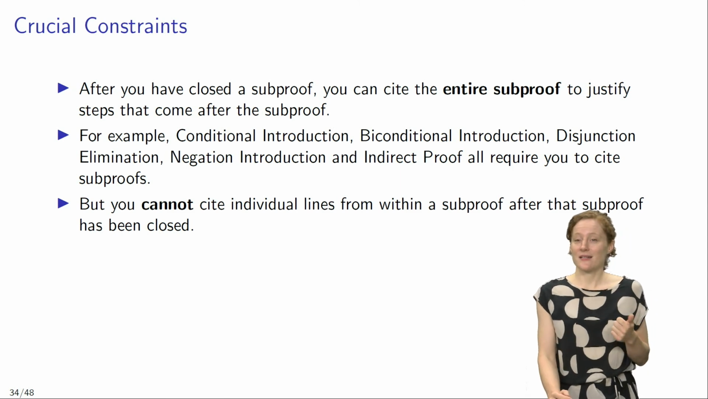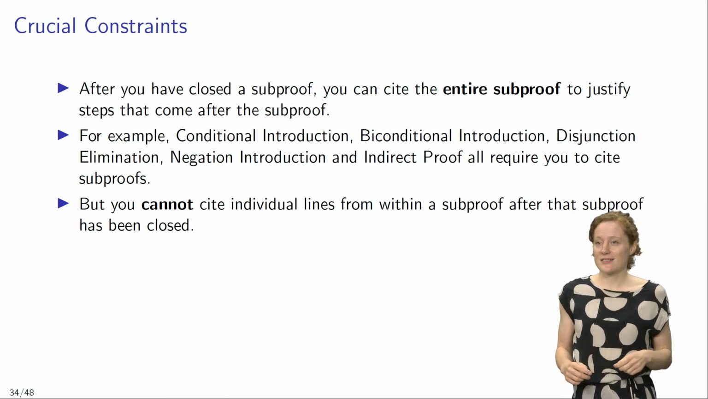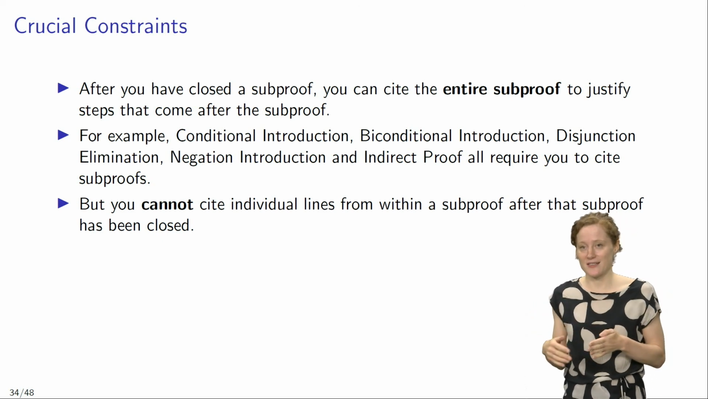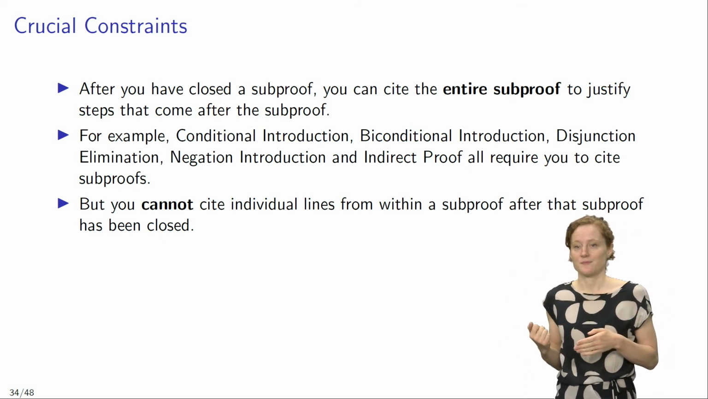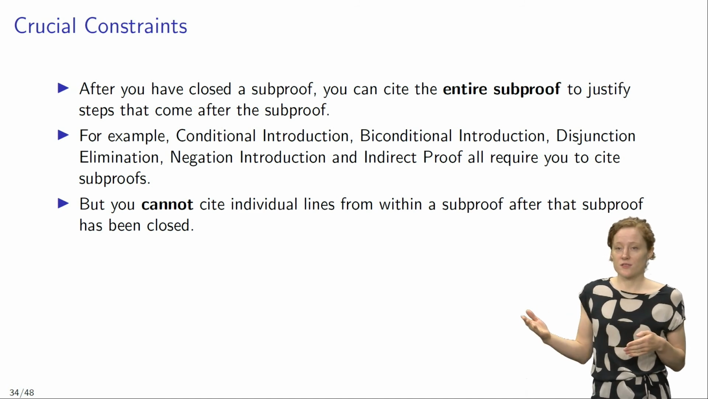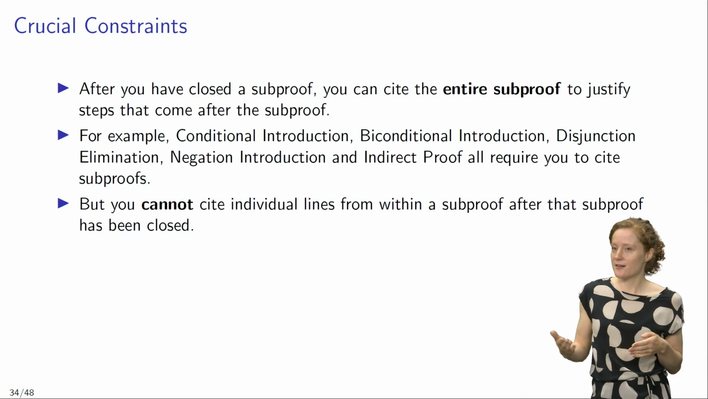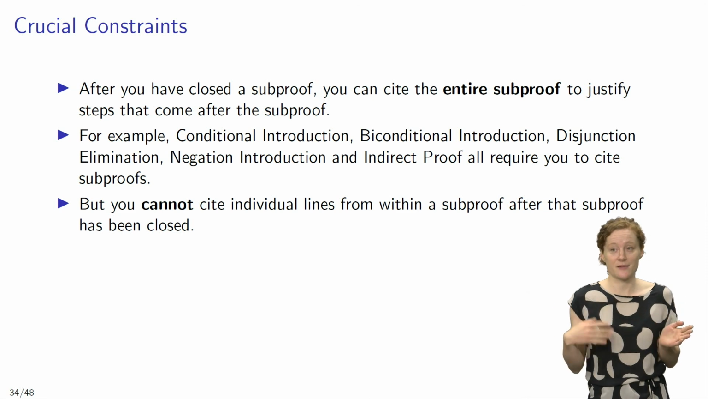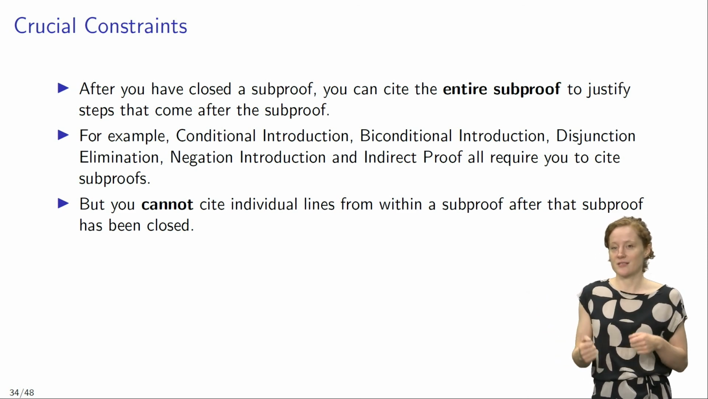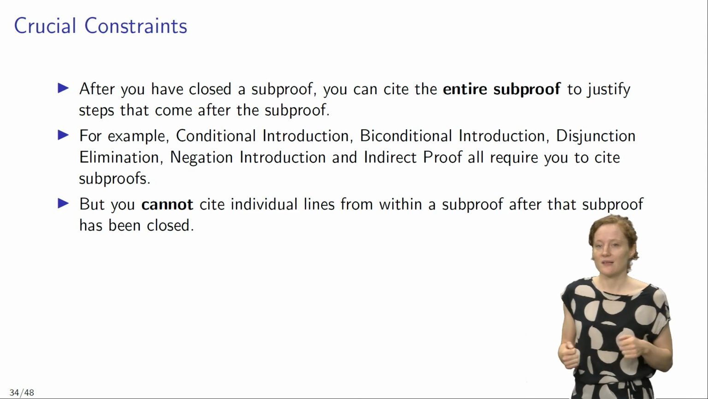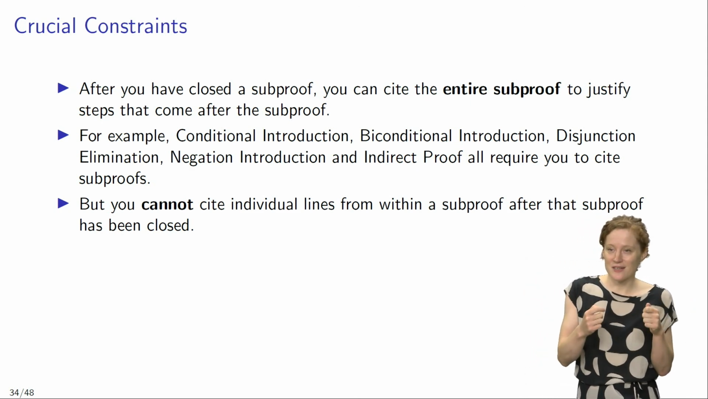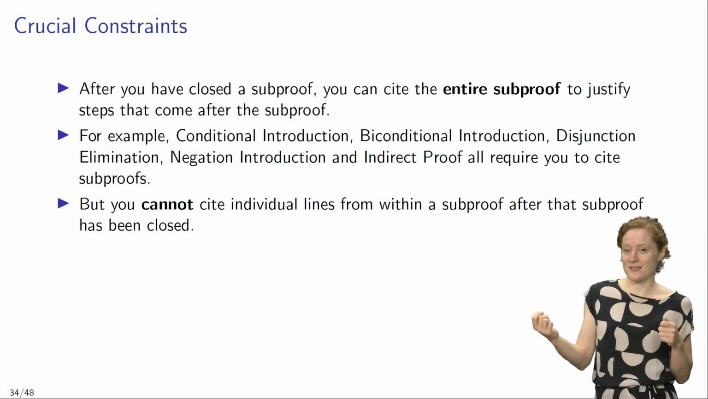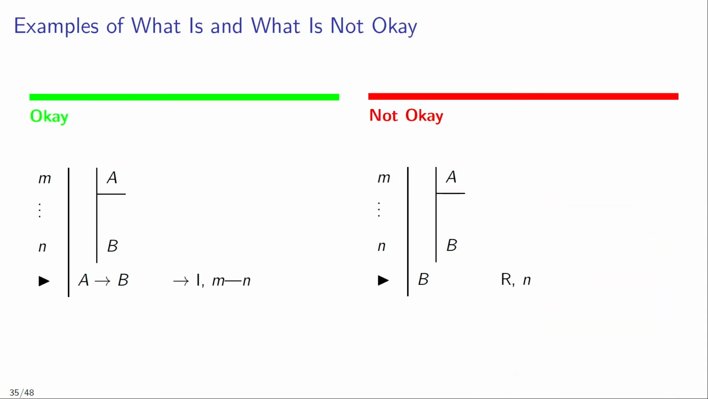The first is that after you've closed a subproof, you can cite the entire subproof to justify steps that come after the subproof. So all the rules of inference that I just told you about, conditional introduction, biconditional introduction, disjunction elimination, negation introduction, and indirect proof, they all require you to cite entire subproofs. But you cannot cite individual lines from within a subproof after that subproof has been closed. So here are two examples, one example of what is okay and one example of what is not okay.